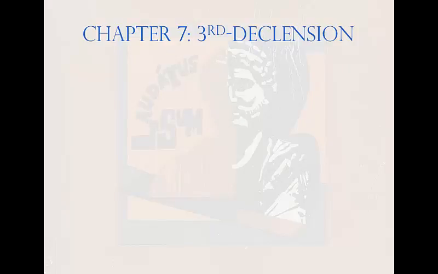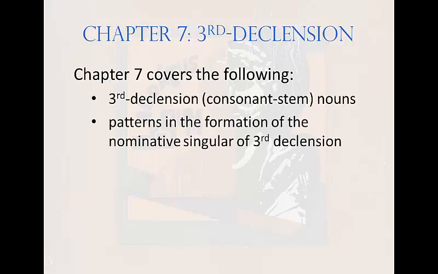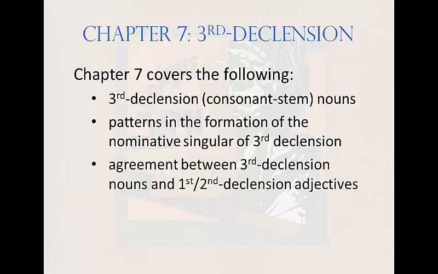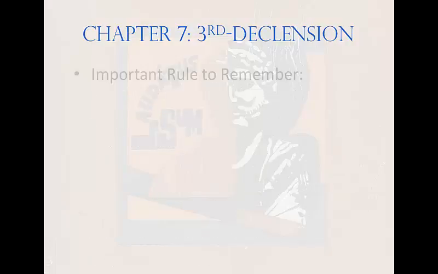Chapter 7. Third-Declension Nouns. Chapter 7 covers the following: third declension, that is, consonant stem nouns, patterns in the formation of the nominative singular of third declension, and the agreement between third declension nouns and first-second declension adjectives. At the end of the lesson, we'll review the vocabulary which you should memorize in this chapter. There is only one important rule to remember here.